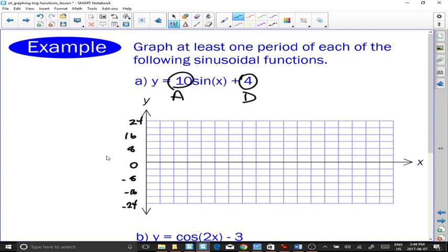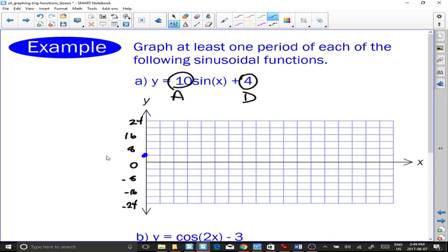A and D actually only affect the vertical scale. So that means the horizontal scale remains intact. Well, that's nice. But before we talk about horizontal scale, let's remember that the midline is at 4. So that means our first point will be right on the midline.